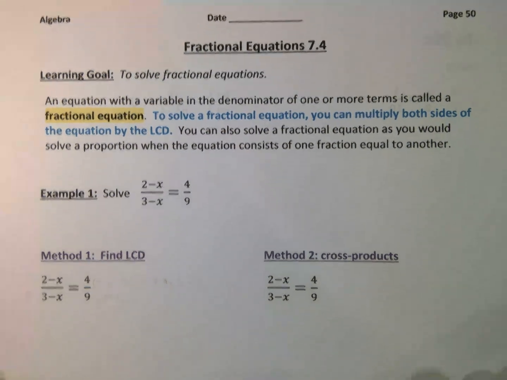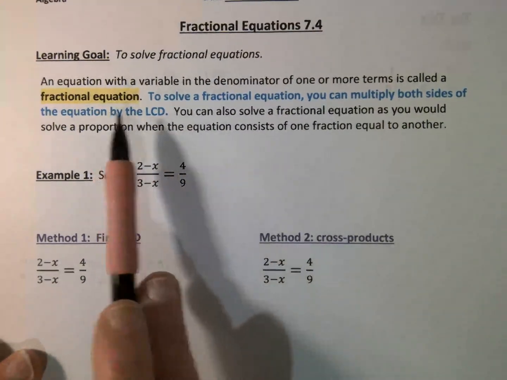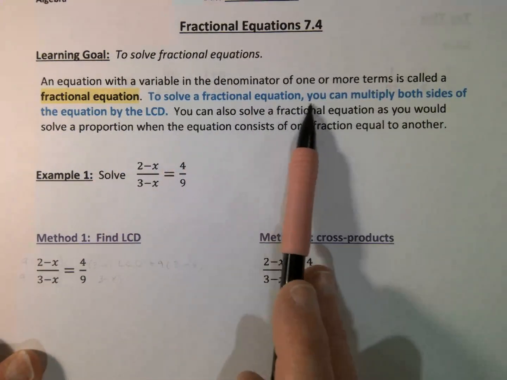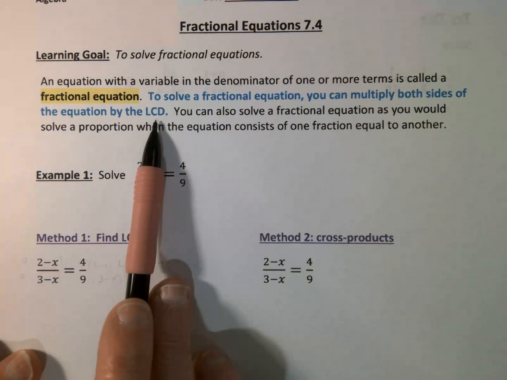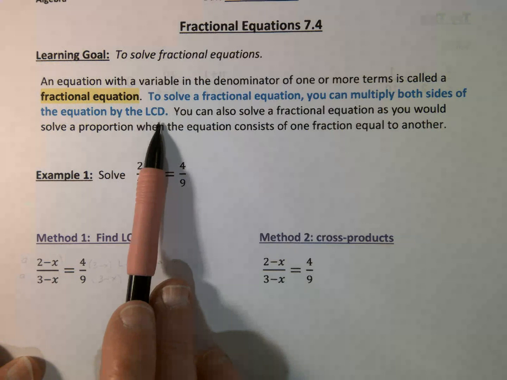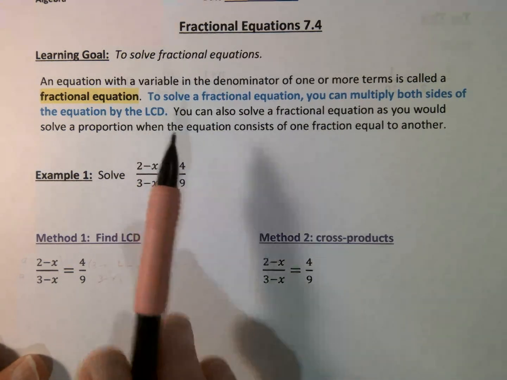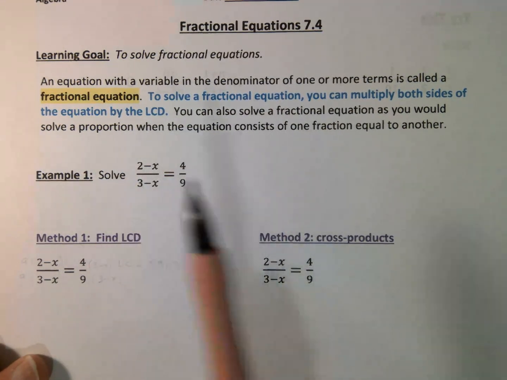Okay, and there's two ways we can solve these. One of them is to multiply both sides of the equation by the LCD. Now, we've done this before when the coefficients were fractions. We multiplied the entire equation by the LCD to get rid of those fractions. It's the same method that we're going to use for this one.